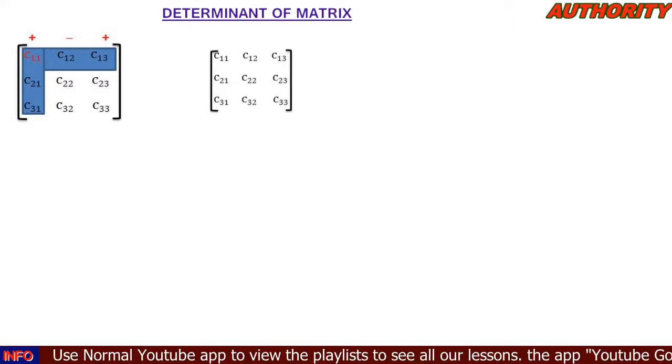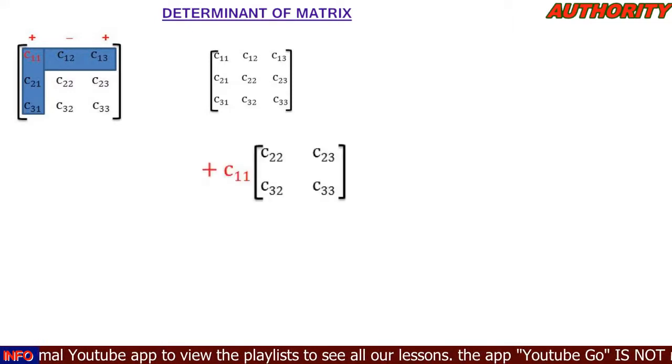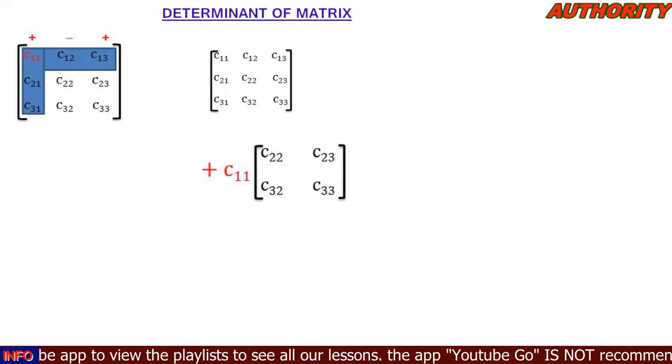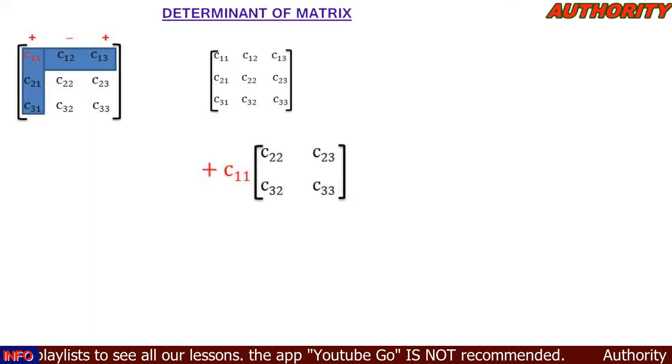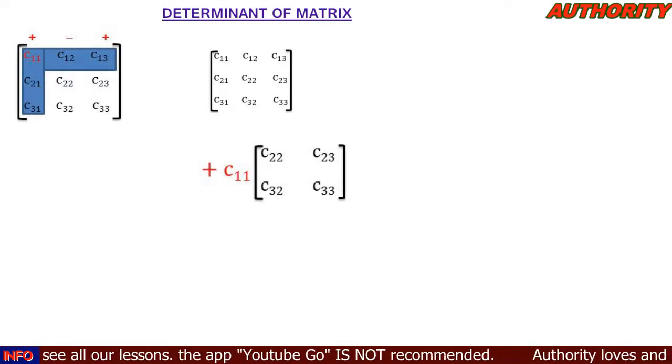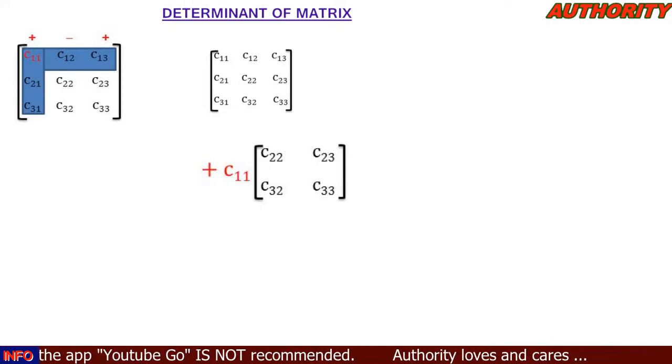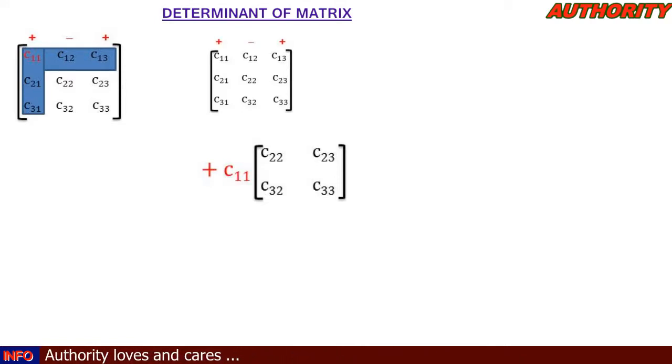So what do you have? You have C22 and C23. You have C32 and C33. Okay, so you write down this 2 by 2 matrix that is left behind after you cover. Hello, do you get this? Now you write it. Then here we have plus above, right?